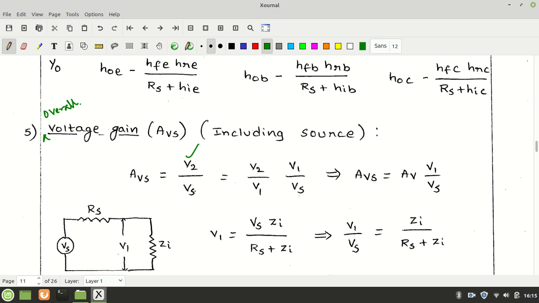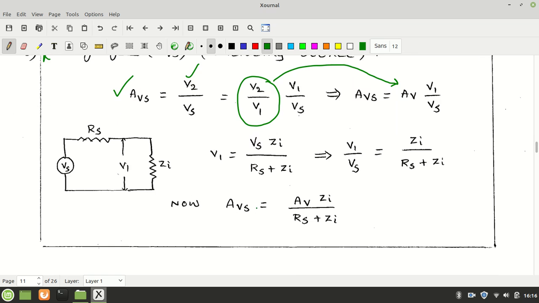So in place of V1 you put it, so the actual voltage gain or the overall voltage gain is AVS, which is V2 by Vs. Now we know V2 by V1, so V2 by V1 into V1 by Vs. Because this one is AV, which we have already calculated, the formula of AV we know, so AV is there, but V1 by Vs, yes, you can also calculate this from this diagram. This is the input section of the hybrid model.